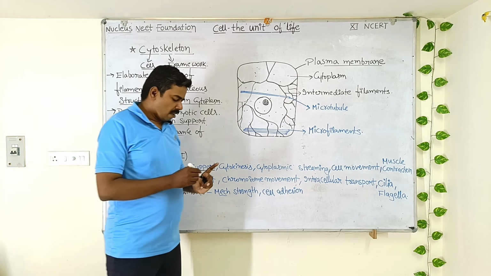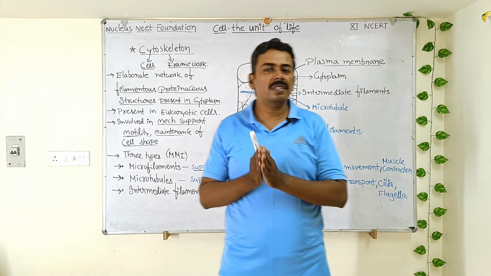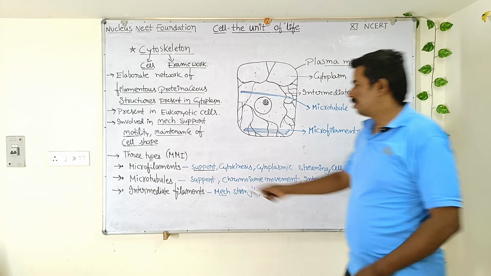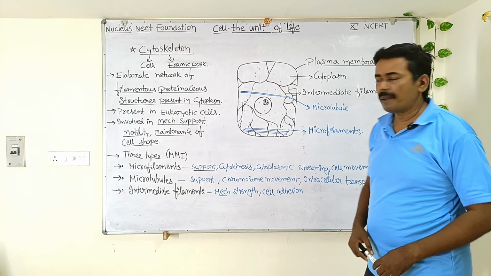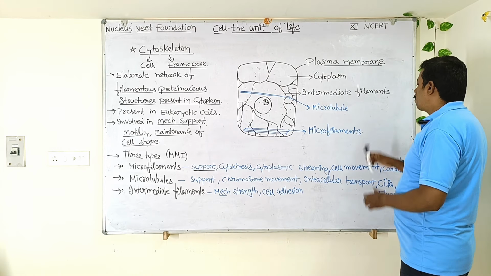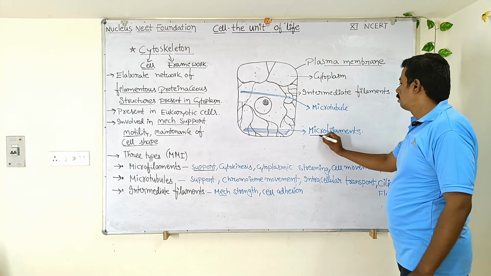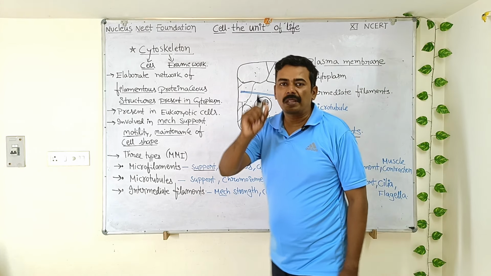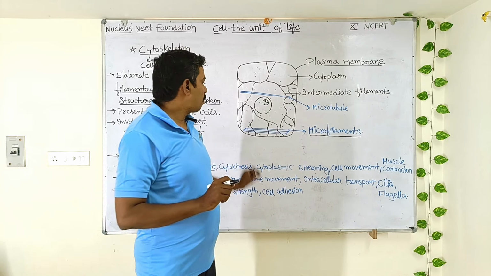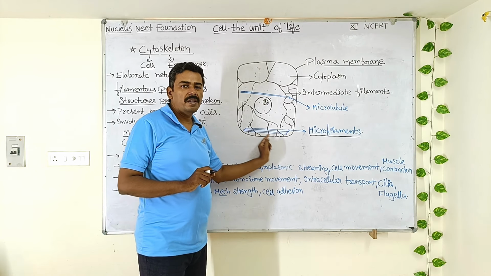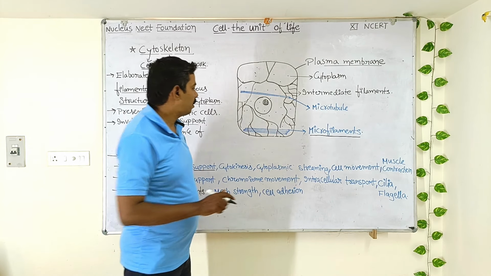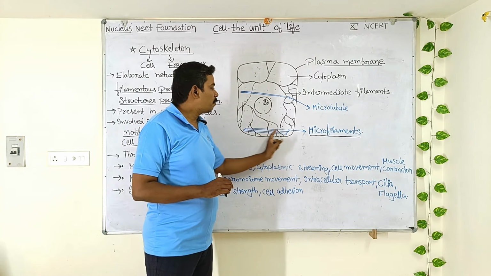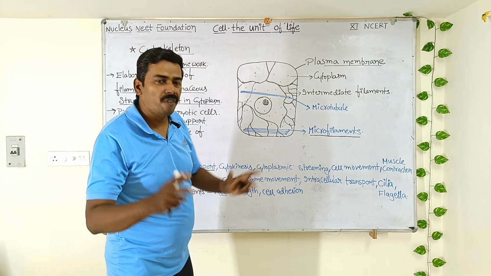Now let us see where these different cytoskeleton filaments are present in the cell and what is their role. First we will discuss about microfilaments. So the name itself tells that they are microscopic. They are very small in size. They are proteinaceous filaments. They are made up of proteins. You can see they are parallelly arranged near the plasma membrane. So these microfilaments, they carry out different functions.